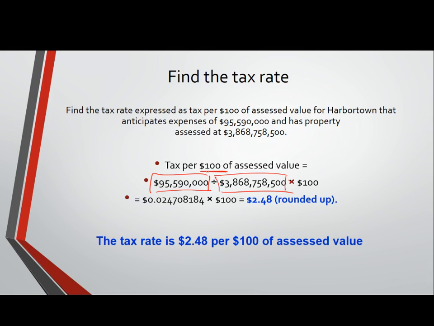Now, if this was tax per $1,000, then here you would multiply by 1,000, right? If it was just per $1, well, you can multiply by 1, but that's not going to do anything. So for every $100, let's say you have a home and you have assessed value. For every $100 of that assessed value, you're going to have to pay $2.48.